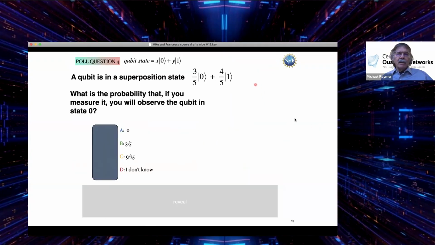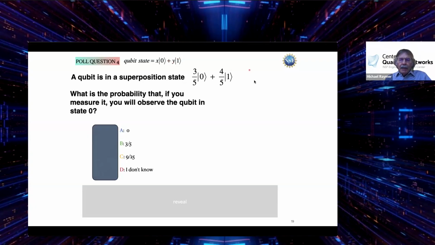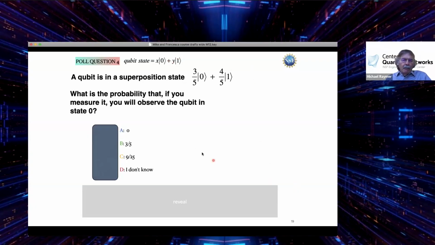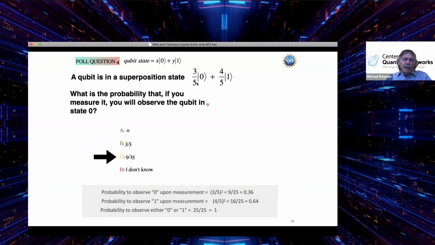Let's do an example. So let's show the poll question, please. Okay, most people said, yep, that is correct. Most people said 9 over 25 because that's just equal to 3 over 5 squared. So whatever the number sits here, in this case, 3 over 5, that's x. And you square that number to get the probability that you'll see the 0. The square of the other number, the square of 4 over 5, is the probability that you'll get the value 1 if you observe the qubit.